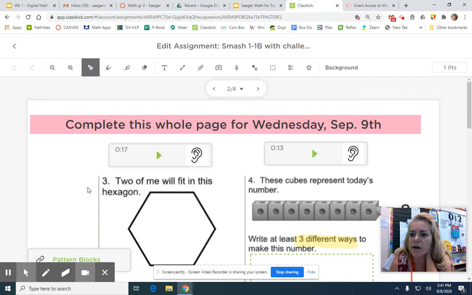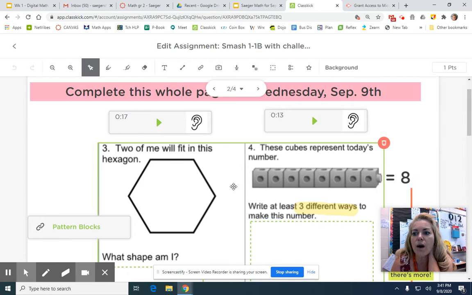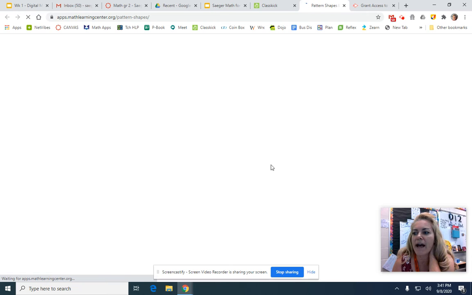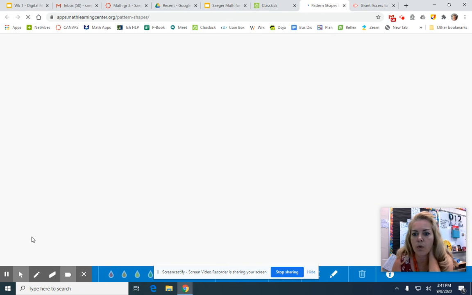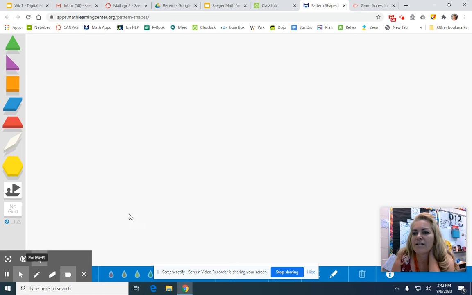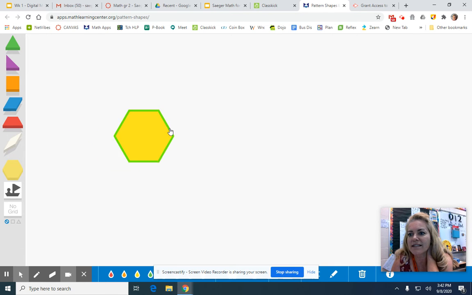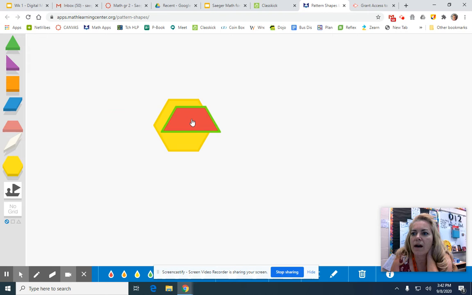So right now, question 3 said 2 of me will fit in this hexagon. So maybe you already knew it from working with pattern blocks an awful lot, but if you did not, then you would have clicked on pattern blocks, which would take you to a whole new slide or a new tab. Okay, so the hexagon is what you were trying to fill, and it said 2 of me. So let's try a trapezoid and then another trapezoid.